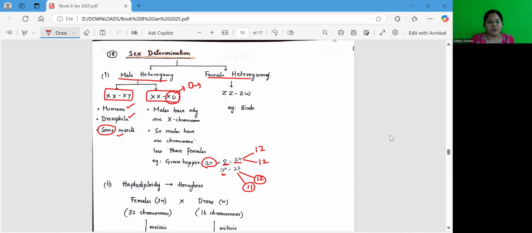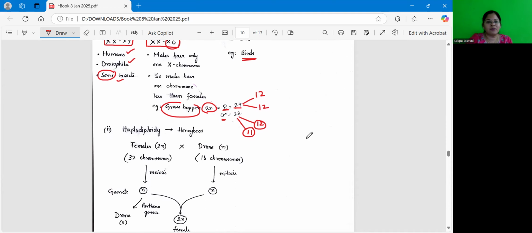Okay, so this was all about male heterogamy. Humans, Drosophila, and some insects will be showing XX and XY type, whereas you have to remember that many insects will be showing XX and XO type, and the example will be grasshopper. And one more point, males have only one X chromosome. That means one chromosome will be less in males compared to females. Next, coming to female heterogamy, it is ZZ, ZW, and examples will be birds. So you have to remember all the examples for this.